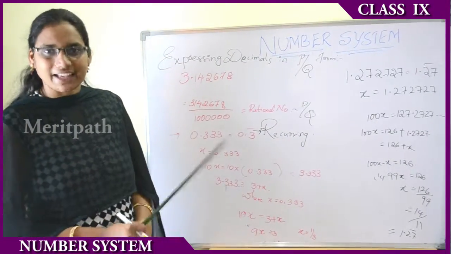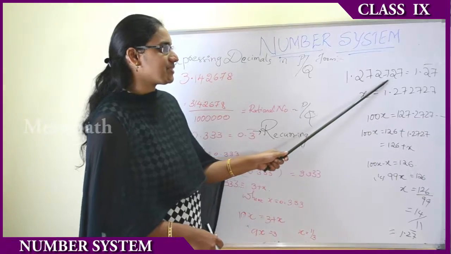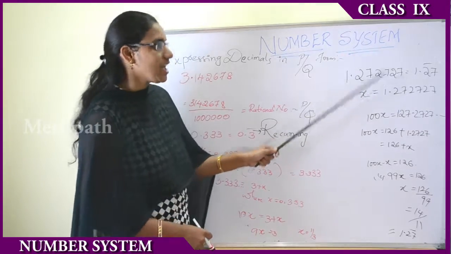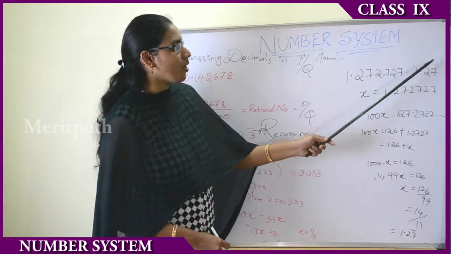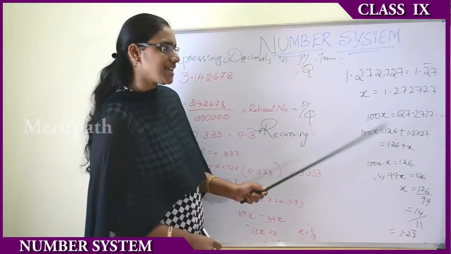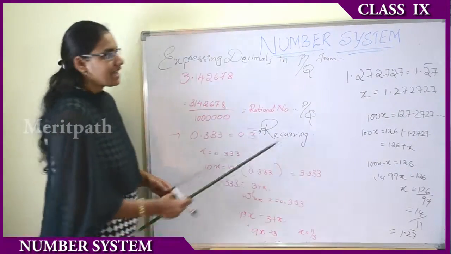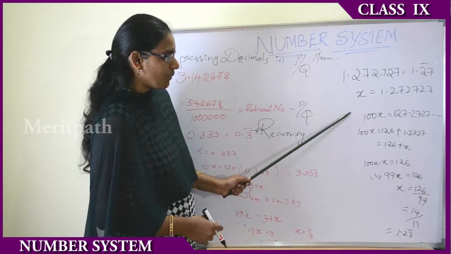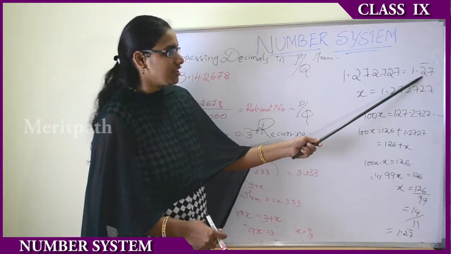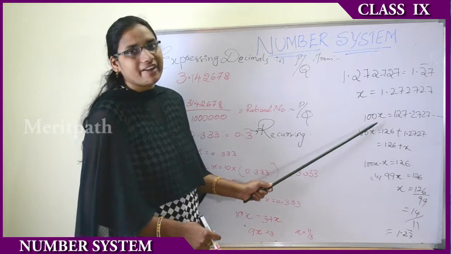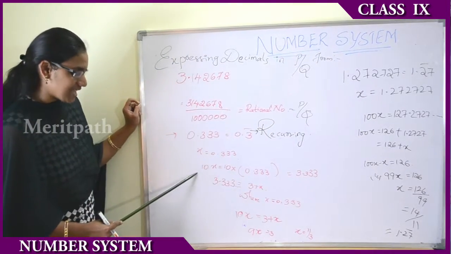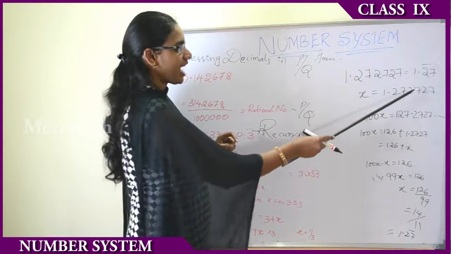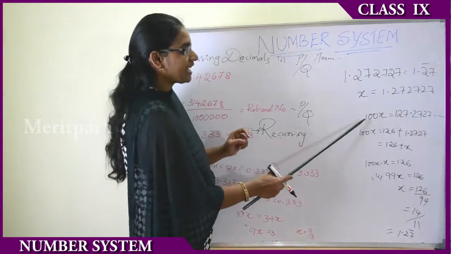Now let us take another example, that is 1.272727. Here 2 digits, that is 2 and 7, are repeated. So we are placing a bar on 2 and 7. Let us take x equals 1.2727. Now as we have two numbers which are repeating, we are taking 100x. Earlier we took only 10x because only a single number is repeated. In the same manner, when two numbers are repeating, we will take 100x.